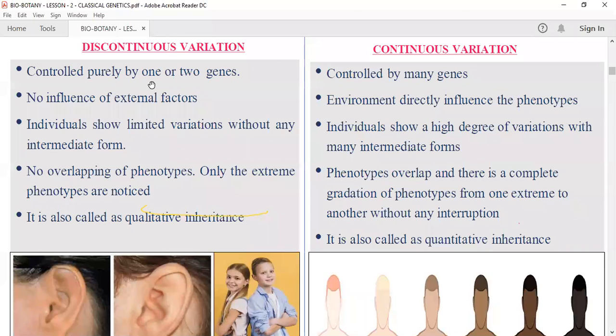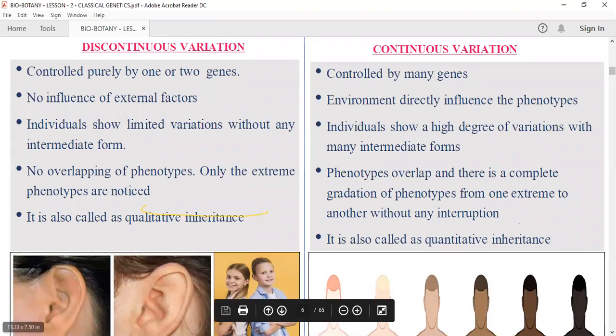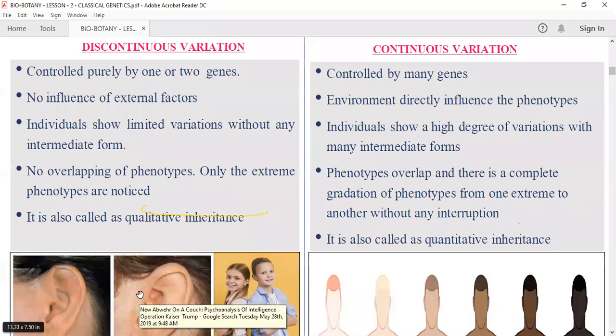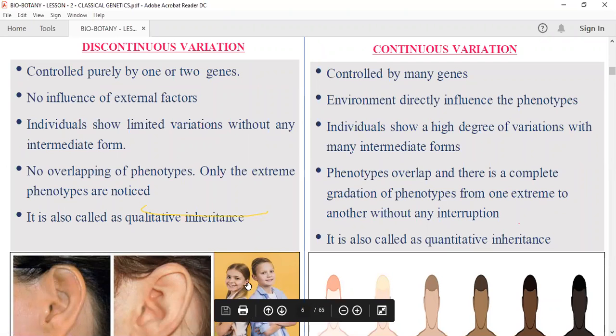The first point: discontinuous variation is controlled purely by one or two genes, but here it is controlled by many genes. The second one: no influence of external factors. Suppose attached or detached earlobes are not determined by external characters, only by the genes present within the person itself. So they have these earlobe differences, and also the faces of the brothers and sisters.